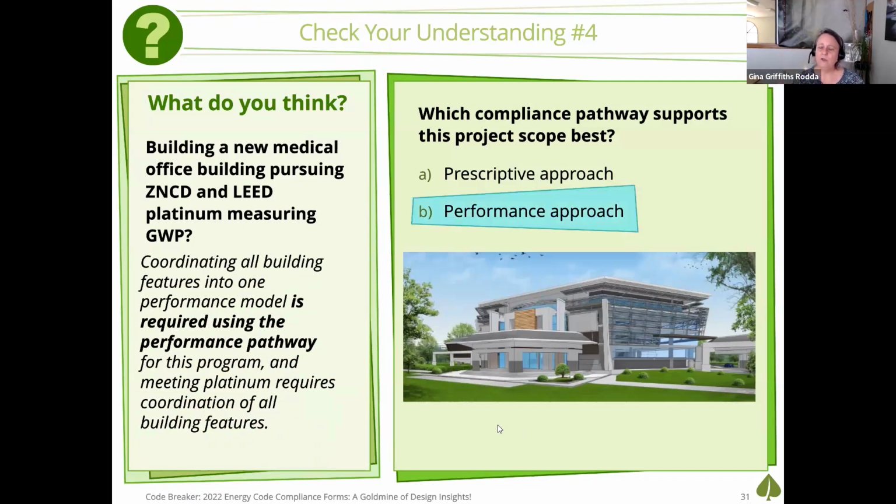When you have to have those metrics, you're going to need to pursue the performance approach so that you can meet the program requirements and get the metrics you need to help support that zero net carbon design goal and the LEED Platinum global warming potential measurement.